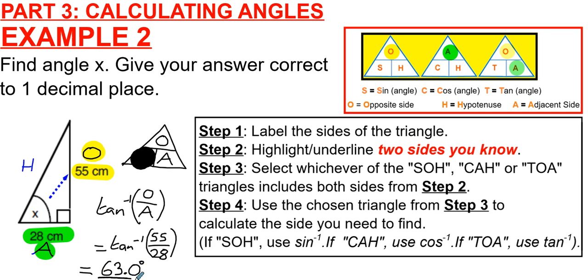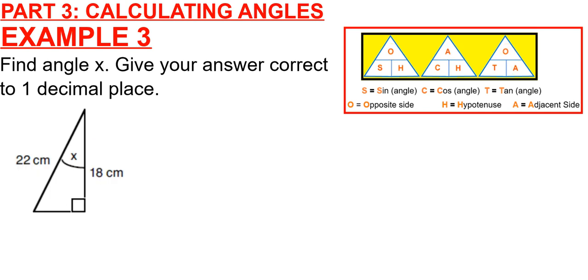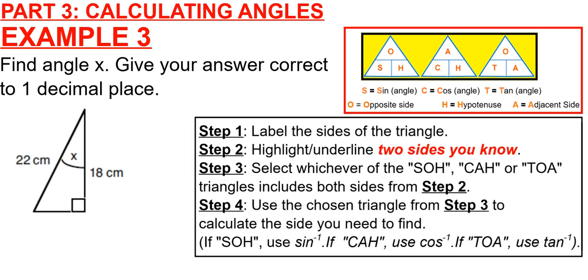And that's the solution. Final example. I'm not giving you as many examples for angles because, having practiced so heavily on the sides, it's just a slight adaptation of this general process of trig. So find angle X. I'm just going to put up these steps in case you want to follow them religiously, which you could do worse than following these.